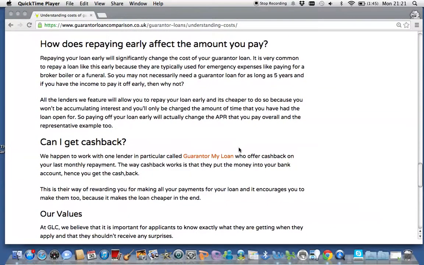If you're repaying early, this would mean that your loan could actually be cheaper, because you're only being charged for the duration that you've had the loan for. So if you want to pay back in a few weeks, you'll only pay the interest for those few weeks. So it's always good to repay early.